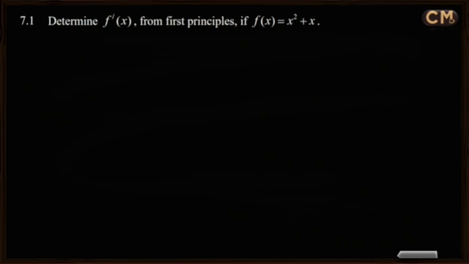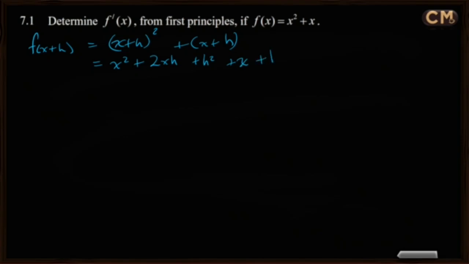Well, for 7.1, this is something we should anticipate for every paper one. From first principles, let's see. Well, we have f of x over there, so let's just see what f of x plus h looks like. So we'll have x plus h all squared plus x plus h, of course. That is none other than x squared plus 2xh plus h squared plus x plus h.